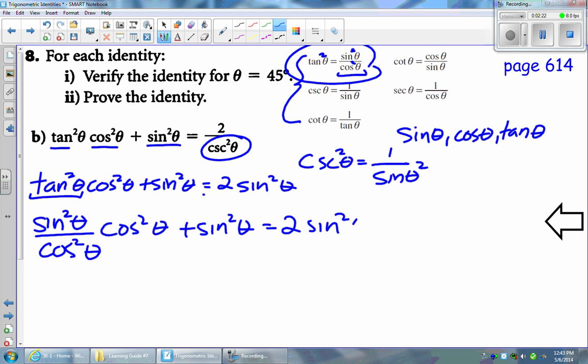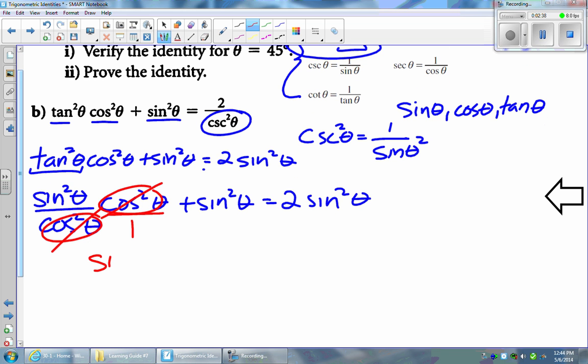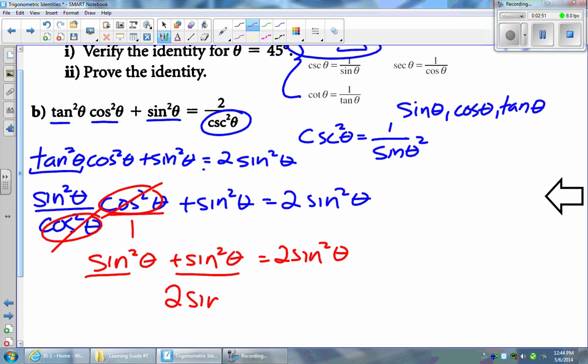Now, as you can see here, when we apply the quotient identity, cosine squared theta is common to both the top and the bottom here. So that will cancel out. What I'm left with here is sine squared theta plus sine squared theta is equal to 2 sine squared theta. And on the left-hand side, we have two like terms. We can combine those into one. So we get 2 sine squared theta. This is equal to 2 sine squared theta.